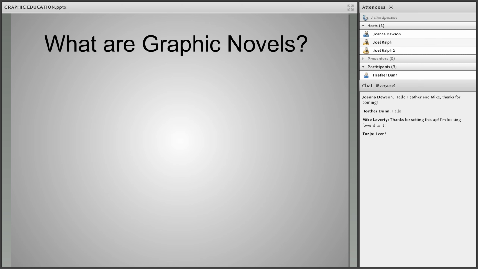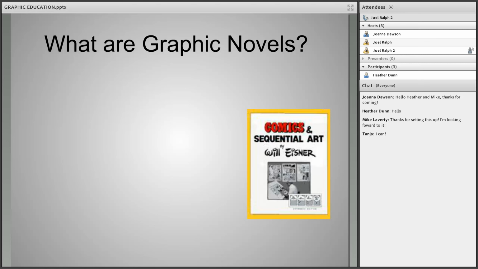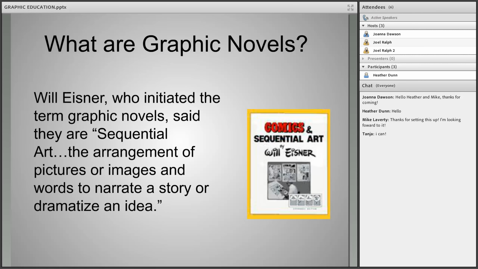And probably one of the best definitions out there that I like to reference is by Will Eisner. Will Eisner, who actually wrote the first graphic novel, the first coined graphic novel, said that, as you can see here, there's sequential art, which is really arranging words and pictures in sequence to tell a story or to illustrate an idea. And sequential art is really a big family. The graphic novel is one member of that family.